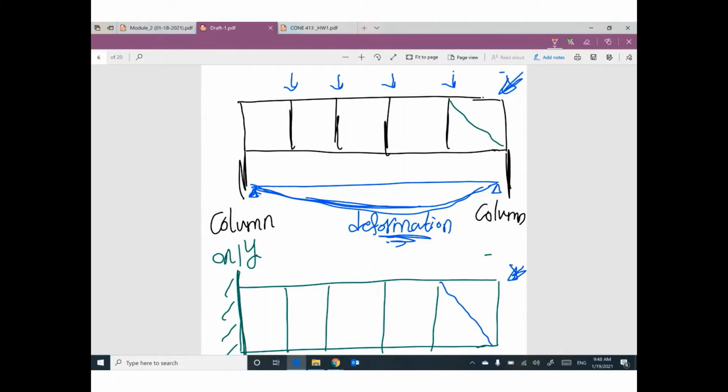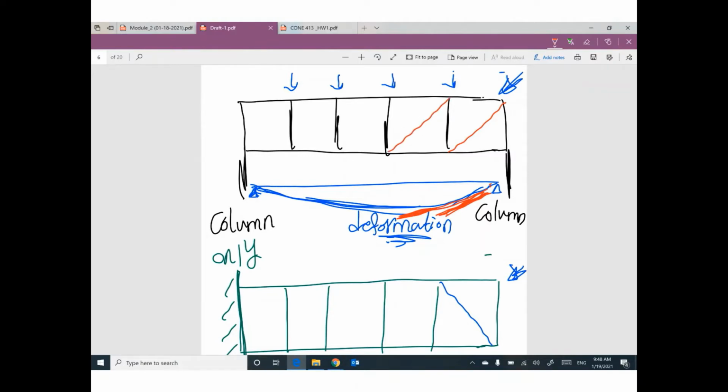Tangent. What do you mean by tangent? I mean this curve, if you would like to draw a tangent, it will be like this. Your diagonal will be like this. This curve, if you would like to draw a tangent, will be like this. Your diagonal will be like this.